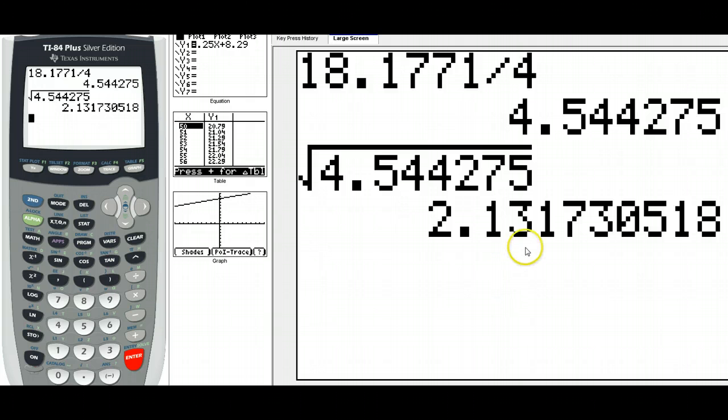2.131730518. Now, if you were going to round, the only place it's appropriate to round is in this very last step. If you round at the beginning, it's going to throw this final answer off. So if you're going to round, I strongly suggest you save it for the very last step. And that's it for the root mean square error.